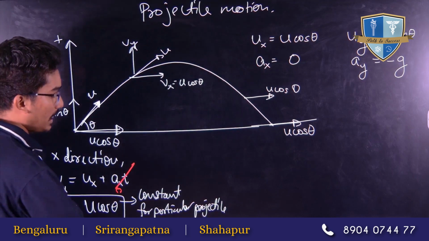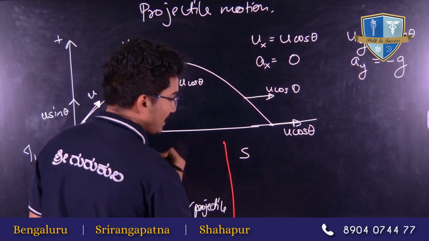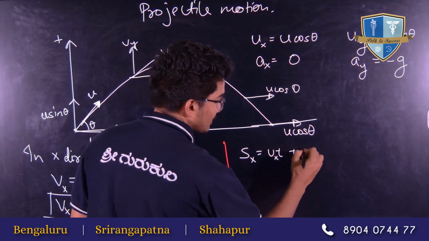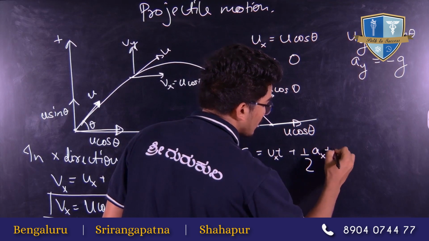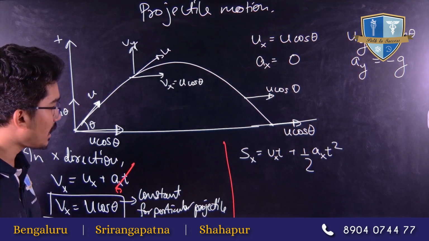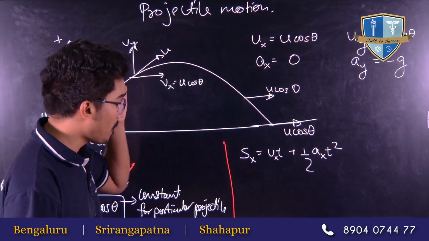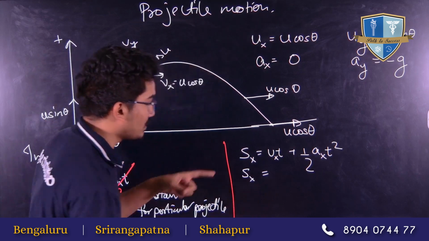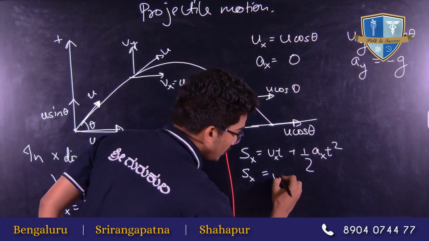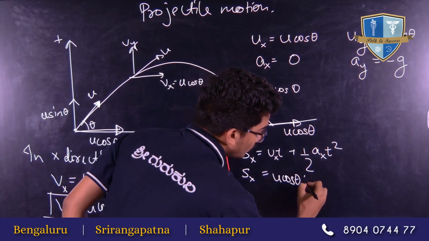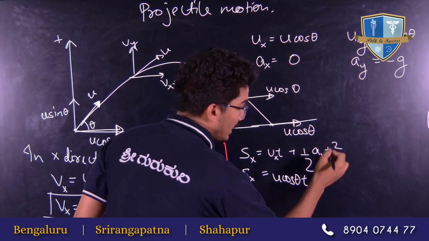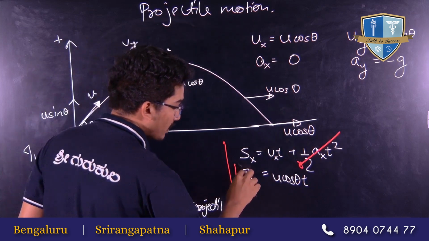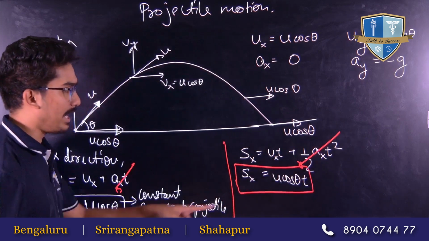Now another formula we can apply: displacement in x direction is equal to uxt plus half ax t square. Again, the formula from motion in a straight line, s is equal to ut plus half at square. Now displacement in x direction will be equal to, what is our initial velocity in x direction? u cos theta. So this will be u cos theta into t, and acceleration in x direction is again 0, so this term will become 0. So this is our displacement in x direction at any time t.